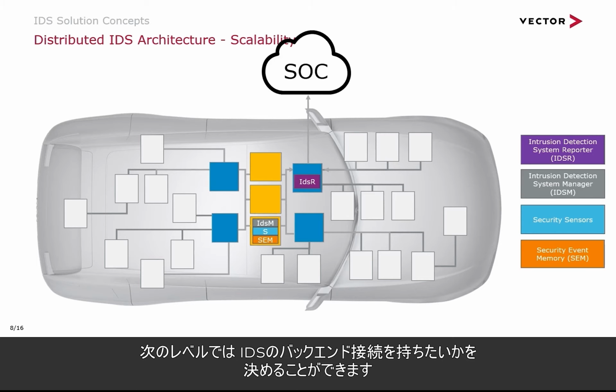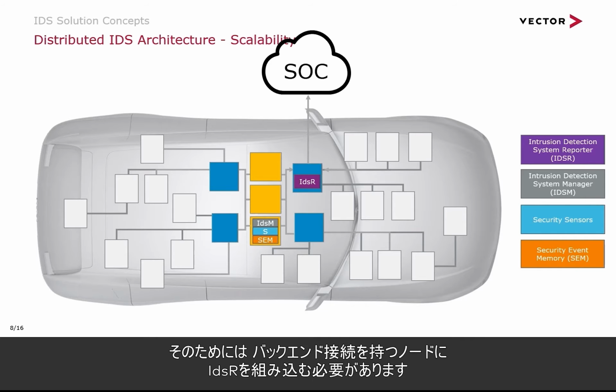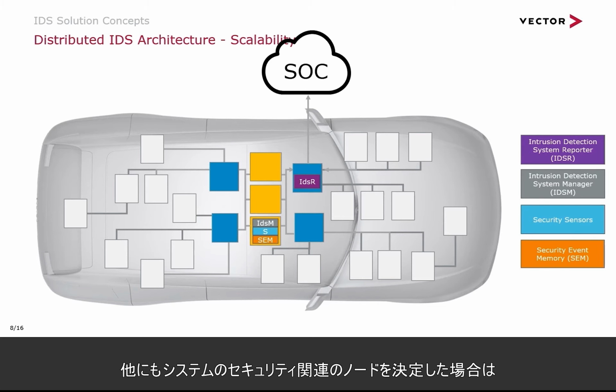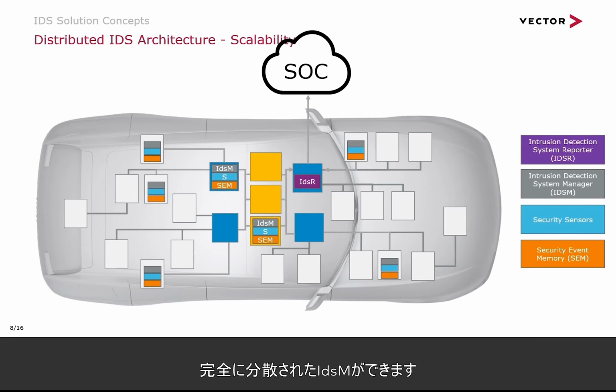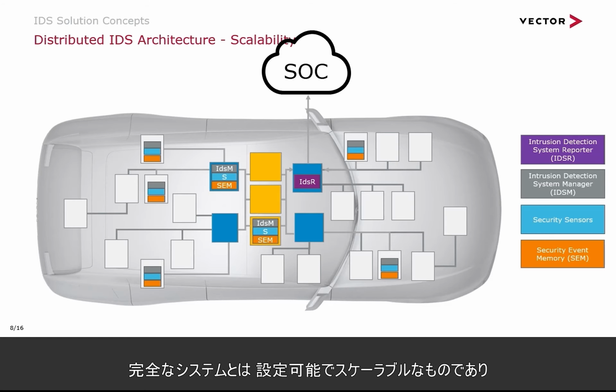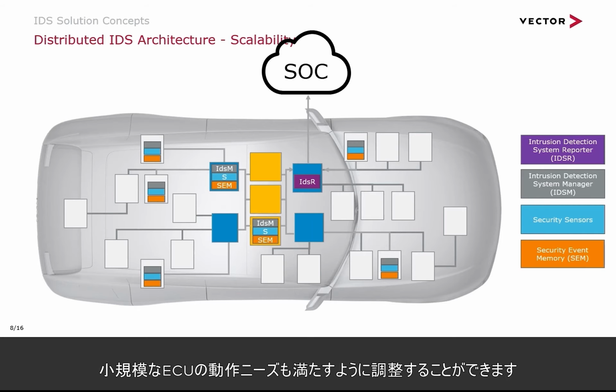With the next level, you could decide that you want to have a backend connection for your IDS, which requires that you deploy an IDSR on a node which actually has a backend connection. If you decide that further nodes are security relevant for your system, you can freely deploy the same architecture on other security related nodes so that you get a fully distributed IDSM. The complete system is very configurable and scalable so that it can be adjusted to meet the performance needs of also smaller ECUs.